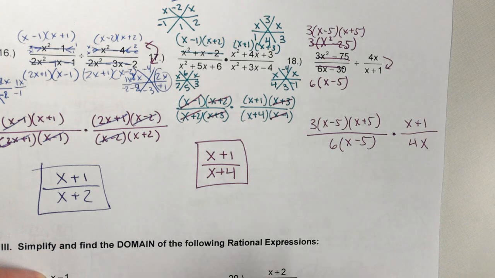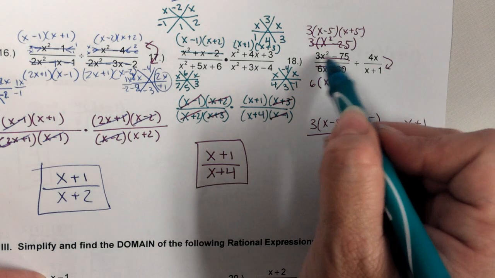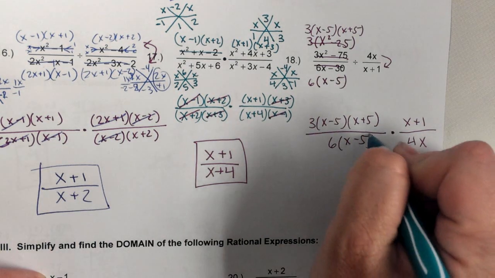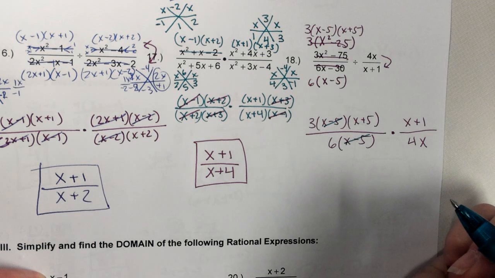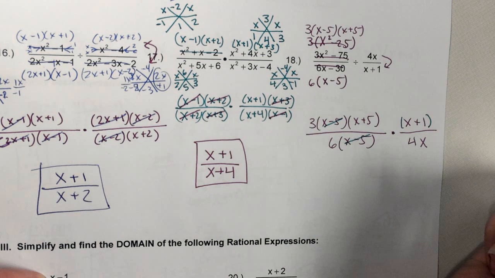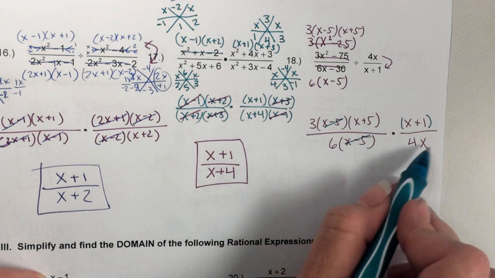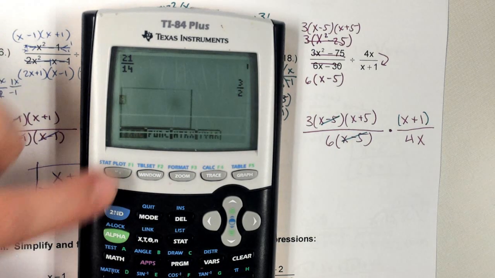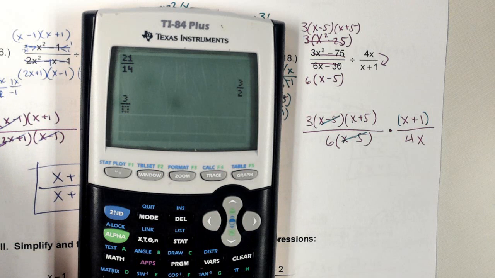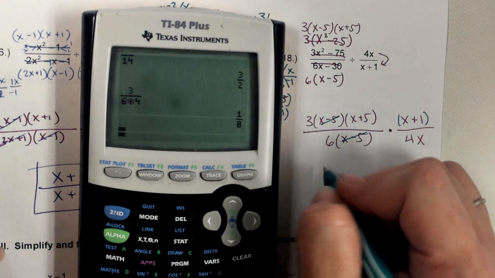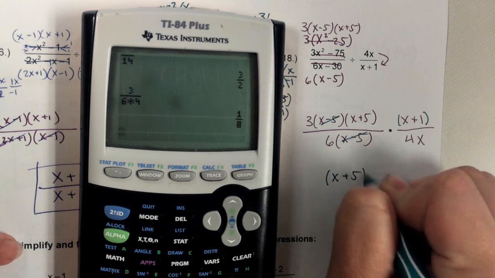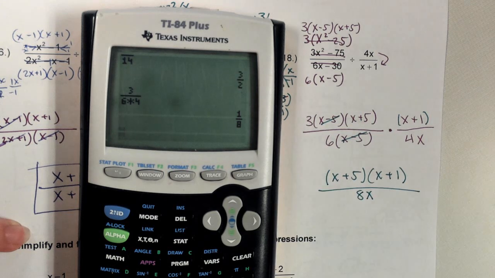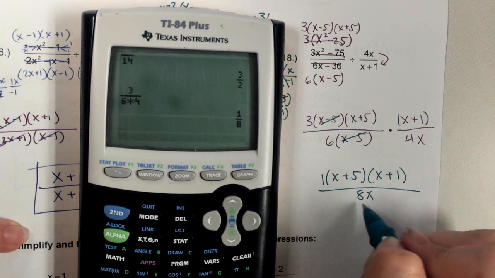So not much actually cancels. 3, yeah, I did that right. 6. Okay. X minus 5's cancel. And I'm left with x plus 1 and x plus 5 on top. Now my 3 over 6 and my 4 and my x are going to simplify. So remember, alpha y equals enter. My 3 is the only number on top. And I have 6 times 4 on bottom, which gives me 1/8. So I have this x plus 5, x plus 1 over 8x. So you can put the 1 over 8, doesn't change anything.